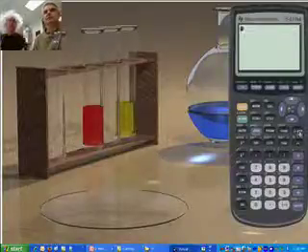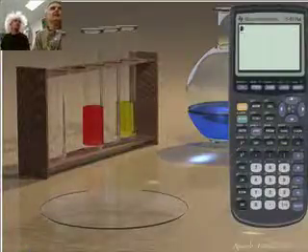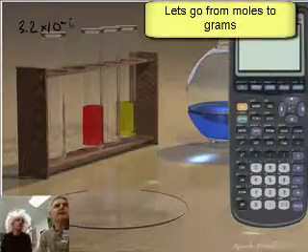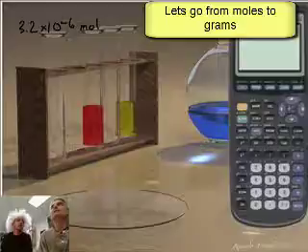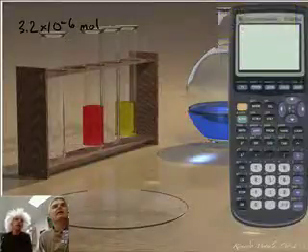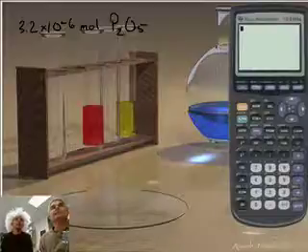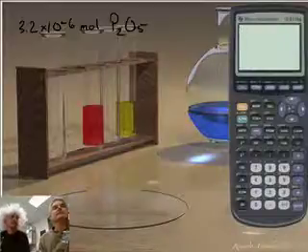All right, what problem should we do now, Mr. Sanders? Well, that time we went from grams to moles. Let's go the other direction, from moles to grams. So let's say we've got 3.2 times 10 to the negative 6th moles of diphosphorus pentoxide. Ooh, how about that one? That's pretty fancy. I know. All right, so we need to go from moles.